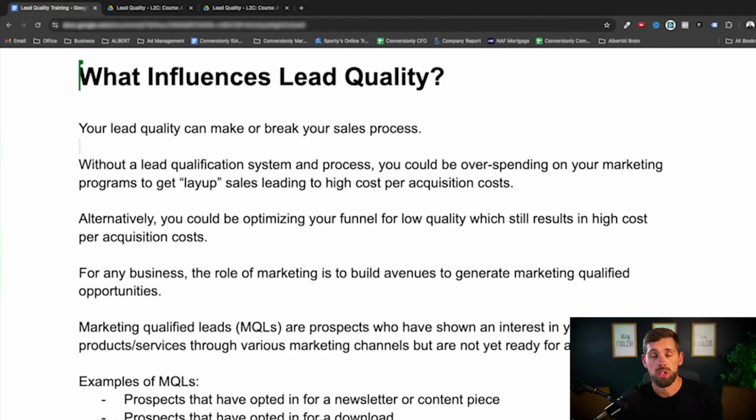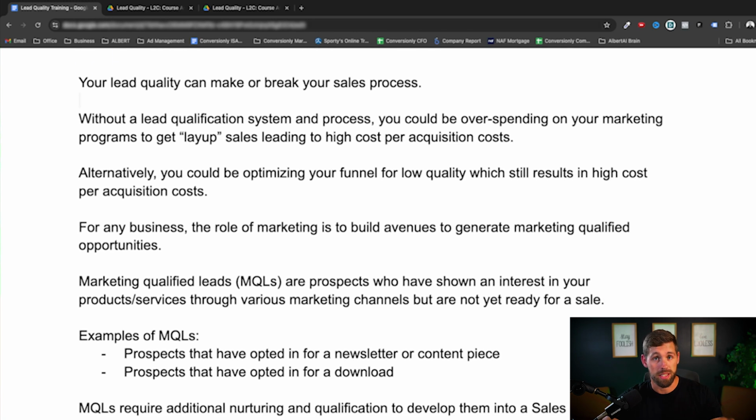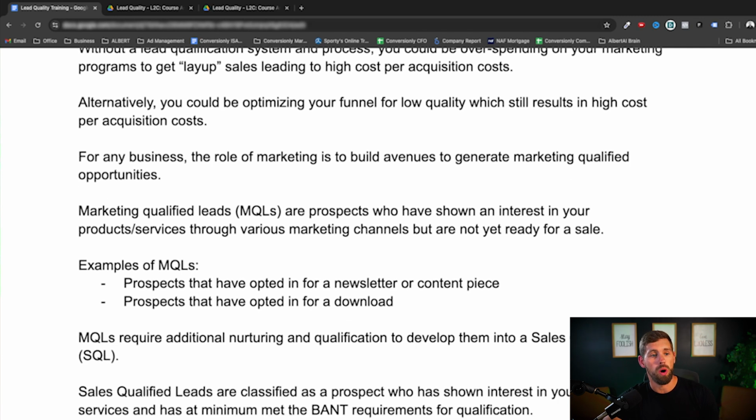All right, so first, what influences your lead quality? Lead quality can make and break your sales process, okay? Without having the systems, the processes, all those things in place, then you're ultimately going to be wasting countless ad dollars. So what we want to do is make sure that you're building out qualification systems and processes that are going to increase your lead quality.